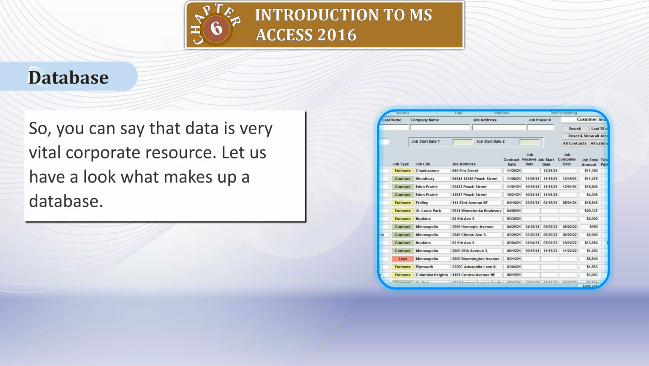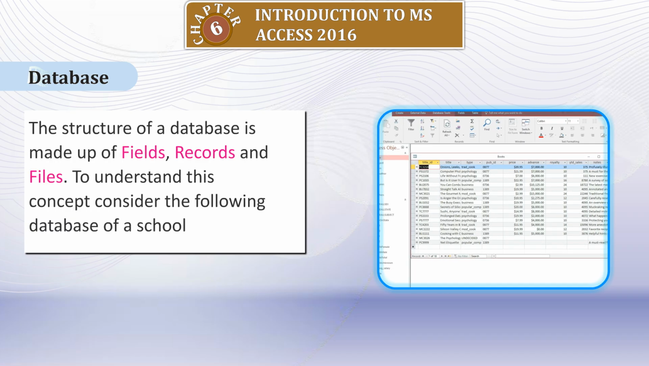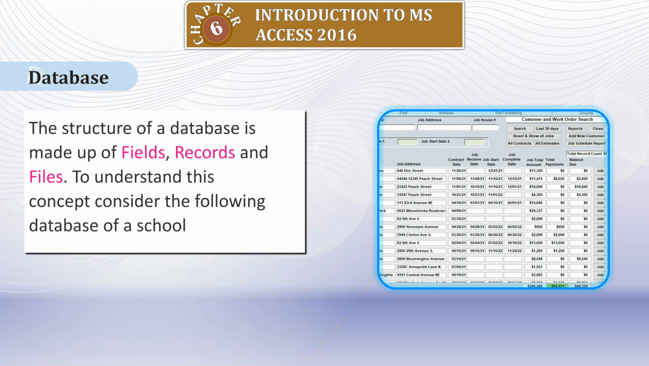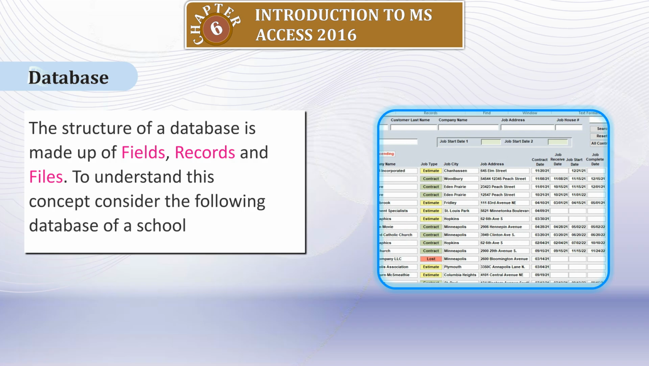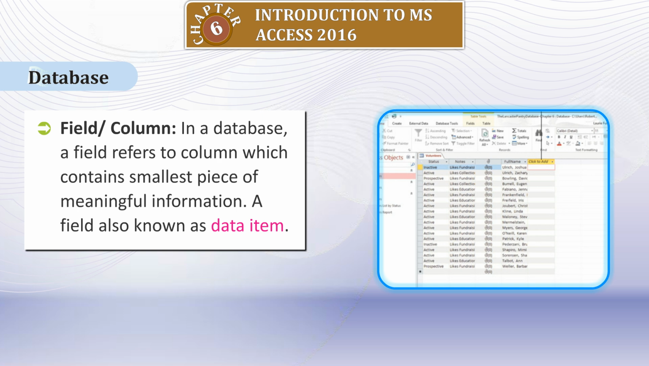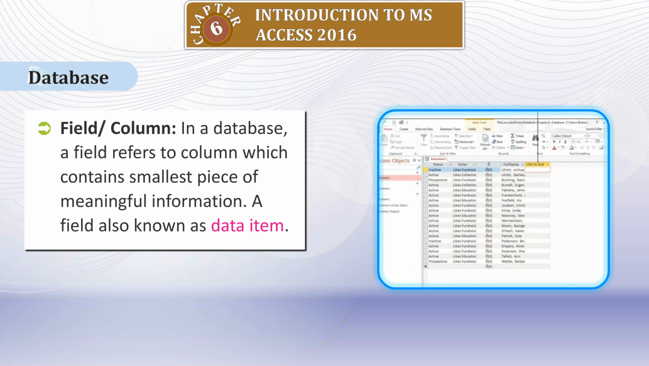Let us have a look at what makes up a database. The structure of a database is made up of fields, records, and files. To understand this concept, consider the following database of a school. Field or column. In a database, a field refers to a column which contains the smallest piece of meaningful information.